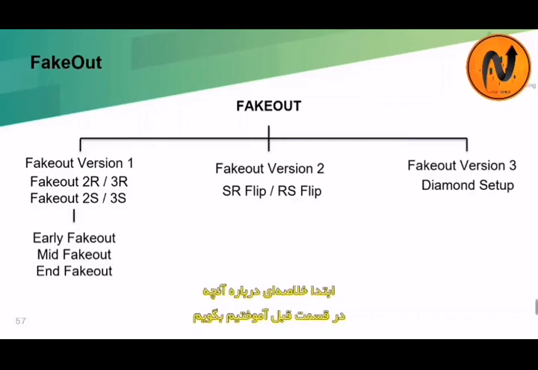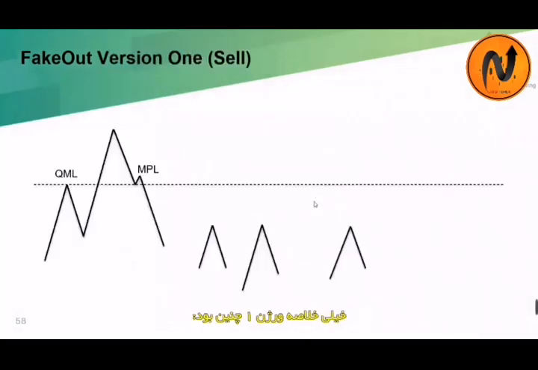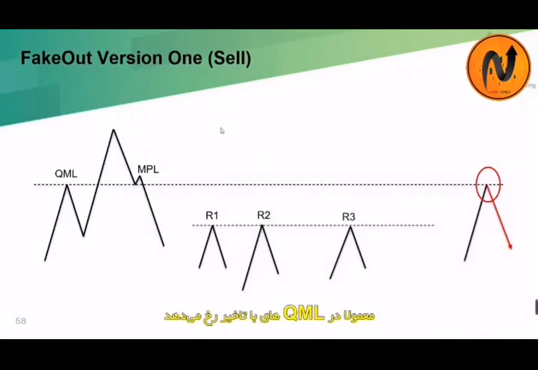So a brief recap of what we learned in the previous episode. We learned about fake out. I've introduced to you fake out version 1 and fake out version 2. Briefly, version 1 is something like this. Usually it only occurs at a QML late retest. I stress it, late retest.